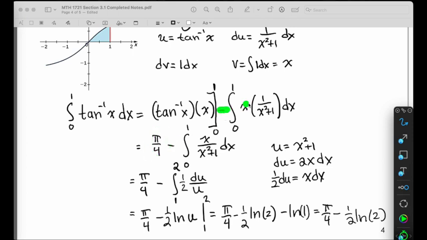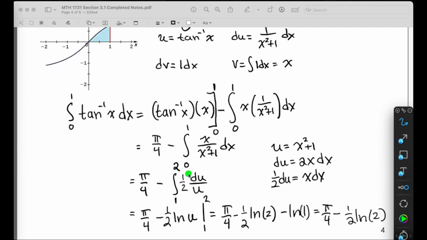Now I still have to evaluate this integral here. This integral here, I'm going to use u substitution. I'm going to let u be x squared plus 1, and then du is going to be 2x dx. And since now I have 1 over u, this will be my u, I still have to replace the x dx. So when I solve for x dx, I get 1/2 du.